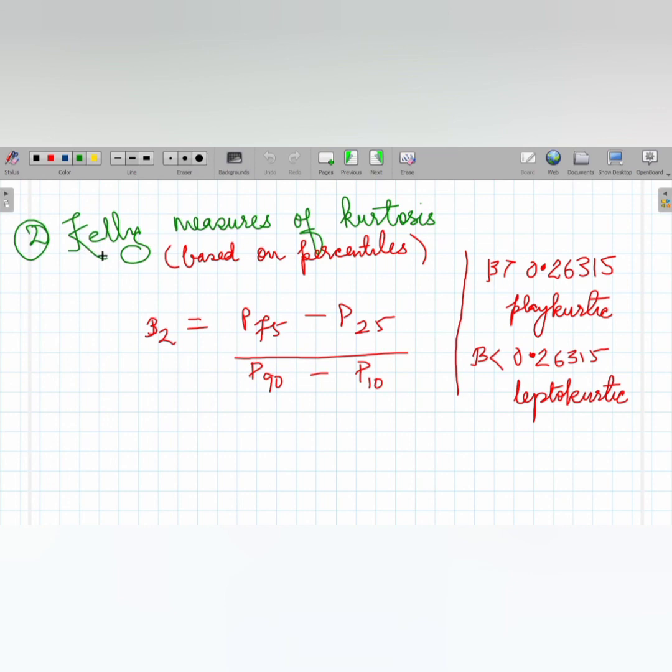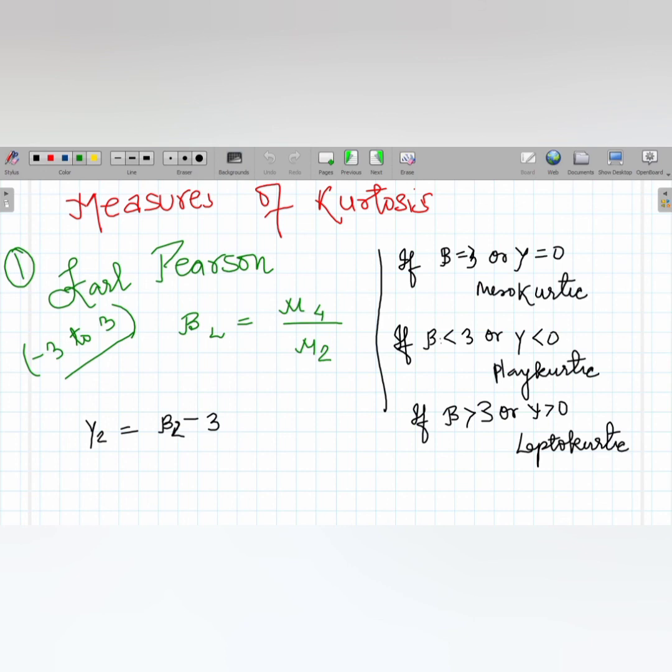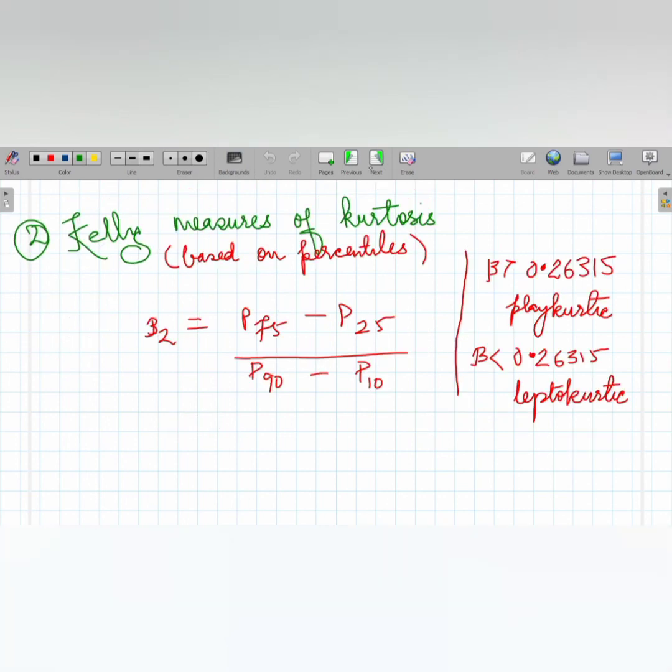Now the next measurement is Kelly's measure of kurtosis, which is based on percentiles and deciles. The same formula is over here. Here the unit of measurement is: if beta is greater than 0.26315, then it is platykurtic, and if beta is less than 0.26315, then it is leptokurtic. It is just opposite to Karl Pearson. We have seen if it is greater than 3, leptokurtic, but in Kelly's measure, if beta is less than 0.26, it is leptokurtic. Clear?